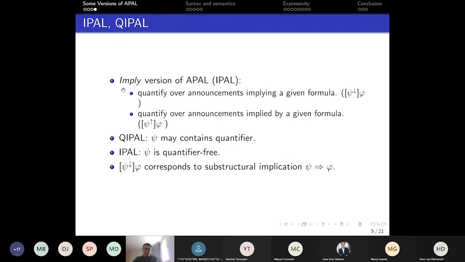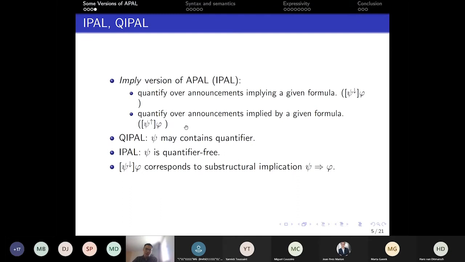And the fourth version is called the implied version of APAL. We may call it IPAL. There are two kinds of quantifiers. The first one quantifies over announcements implying a given formula. For example, it can say that after any announcement implying psi, phi is true. And the second kind of quantifier quantifies over announcements implied by a given formula. For example, we can say that after any announcement implied by psi, phi is true.